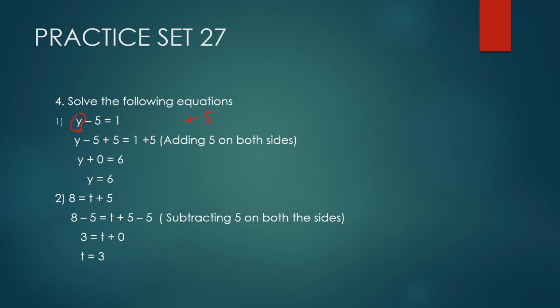Okay. Next step goes as y minus 5 plus 5 is 0 because it gets cancelled. So y plus 0 is equal to 1 plus 5, which is 6. So your answer is y is equal to 6. I hope you have understood. Let's try one more. Next, 8 is equal to t plus 5.